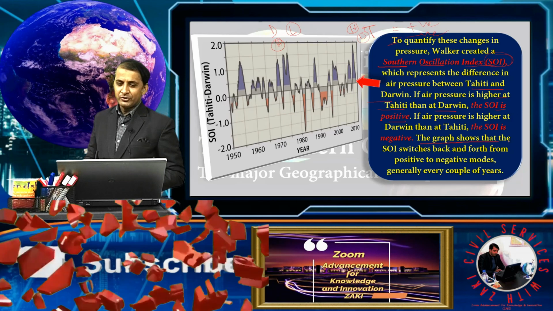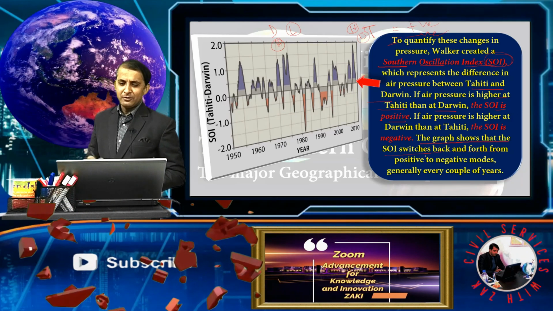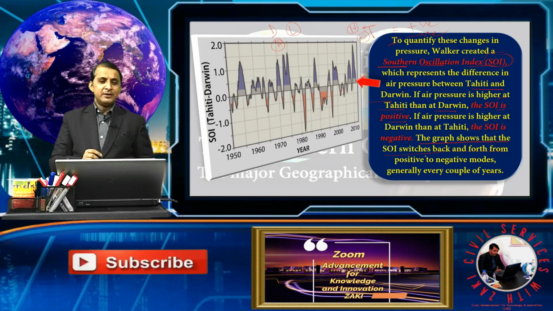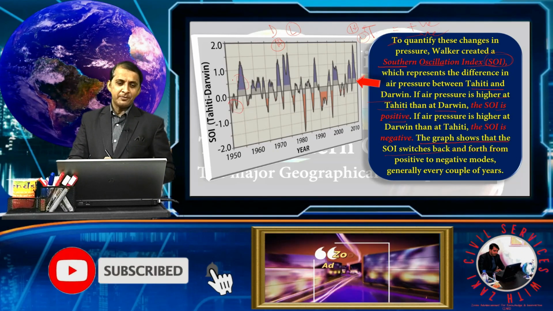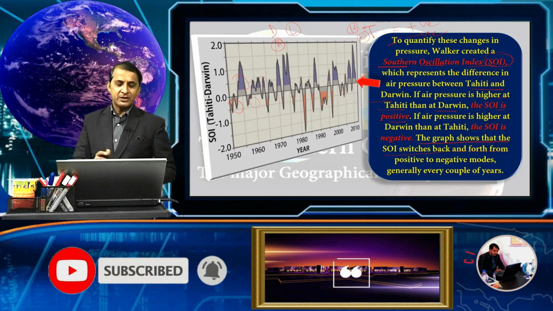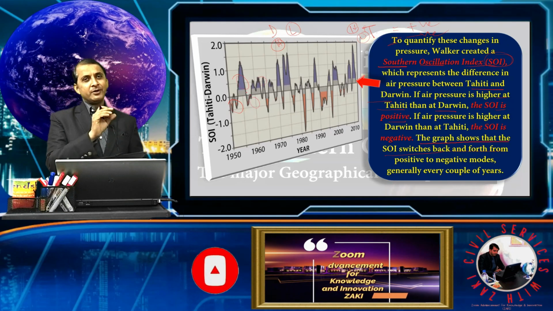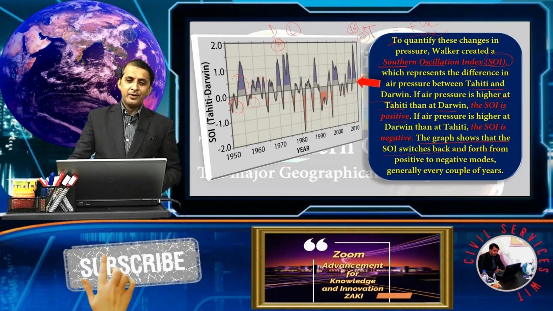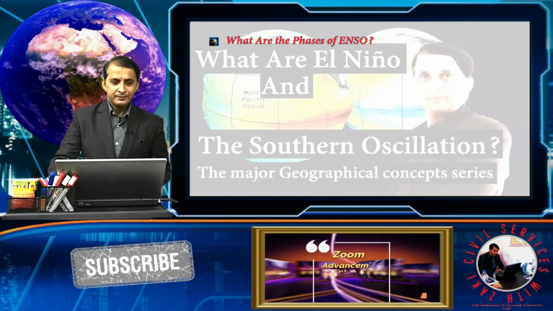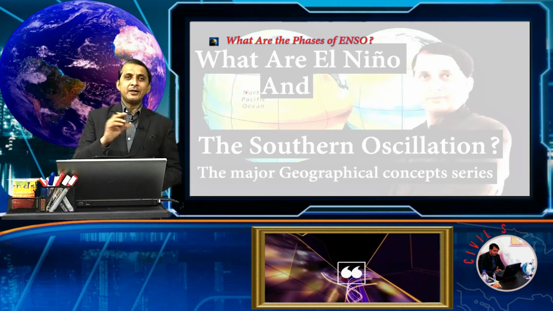So the graph shows that the SOI switches back and forth between positive and negative every couple of years. See here, this year negative, this year positive, this year negative, this year positive. That's the graph. So after a couple of years, the change goes vice versa. So these are the southern oscillations.